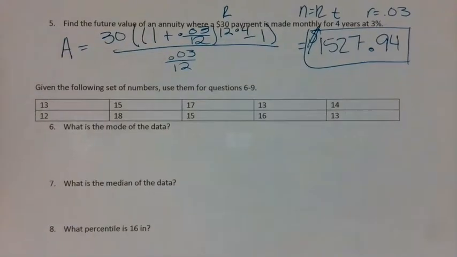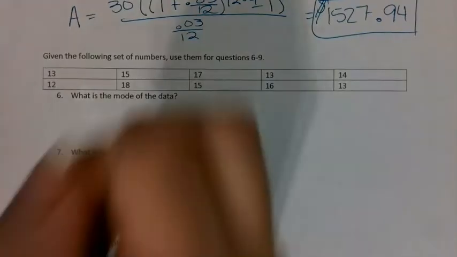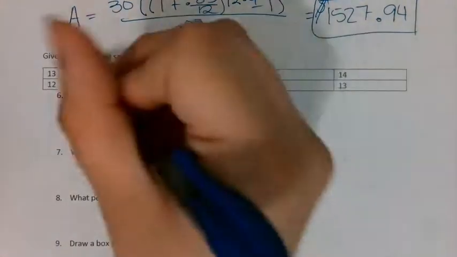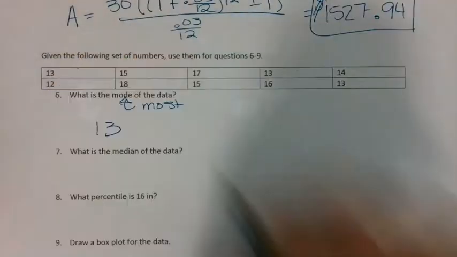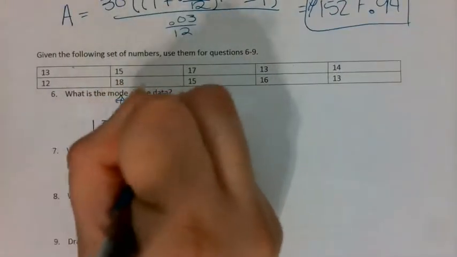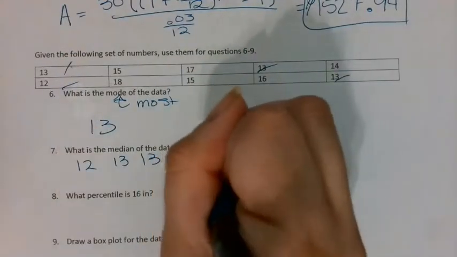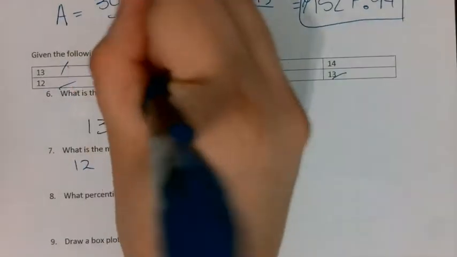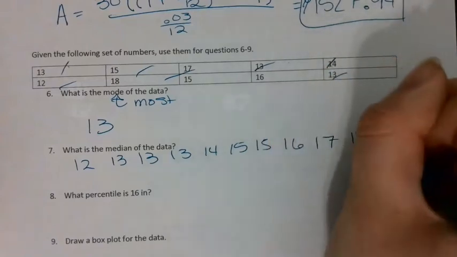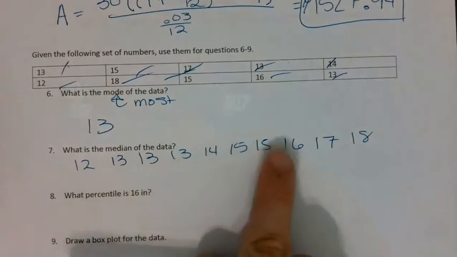Okay. I have these sets of numbers. It wants me to find the mode. Remember, mode means most. So I have 1, 2, 3 13s. Median, I need to write them in order. So I'm going to go 12, 13, 13, 13. What else is there? 14, 15, 15, 16, 17, 18. I should have 10 numbers. 1, 2, 3, 4, 5, 6, 7, 8, 9, 10.